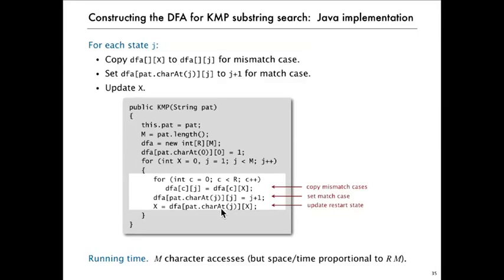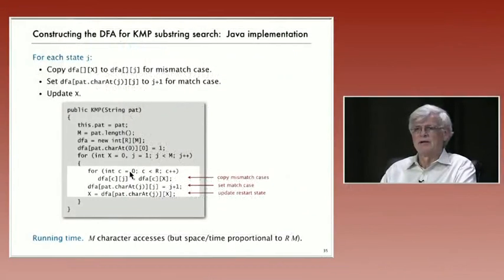And then the only other thing to do is to update X. And how do you update X? You take the machine to where it would go if it were in state X, and it got the current pattern character. So that's the DFA construction, amazingly little code.